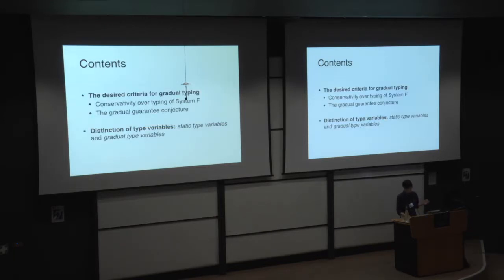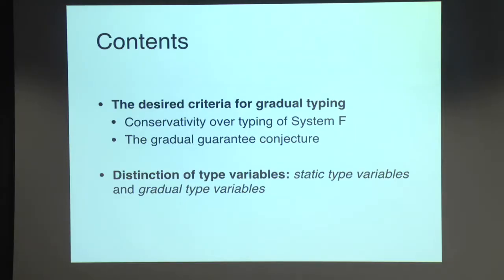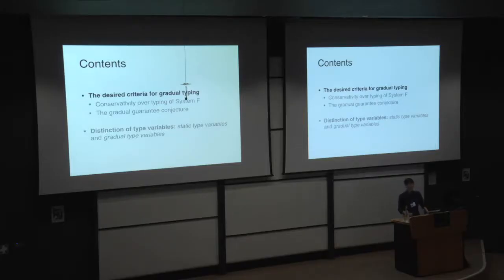So, I'd like to present two main topics today. First, we explain the desired criteria for polymorphic gradual typing. Especially, the two non-trivial properties are explained. And the second topic is the distinction of type variables. Okay, let's get into the details. First, the desired criteria for polymorphic gradual typing.